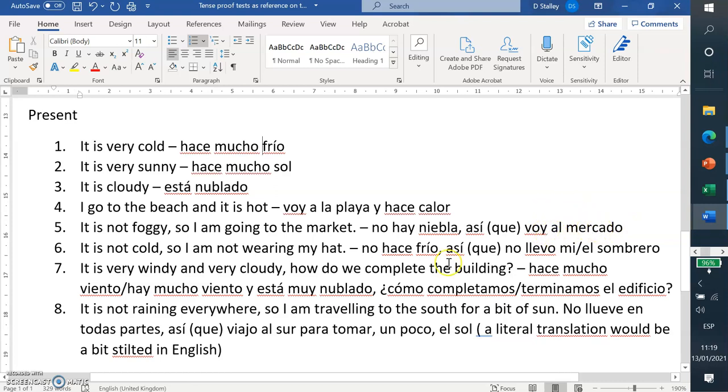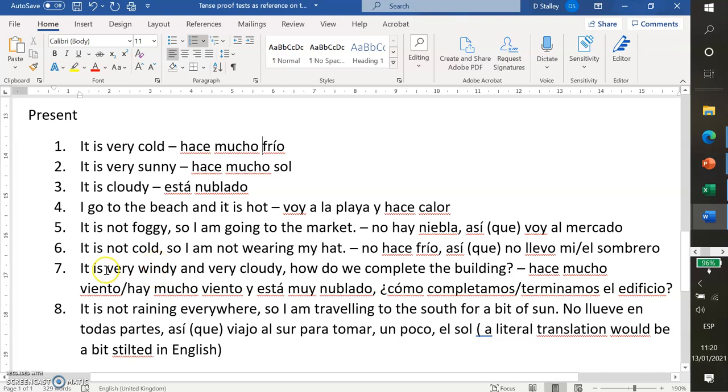So voy al mercado. It's not cold, so I'm not wearing my hat. So again, some negative practice here. So no hace frío, again, like some of the other ones, like sunny and cold and hot. This uses hacer, so literally there's no cold in this case. And then así or así que, no llevo, to wear, mi or el sombrero. We assume you're wearing your own hat, so we could either put my hat, mi, or el sombrero, el, kind of making it a little bit more general.